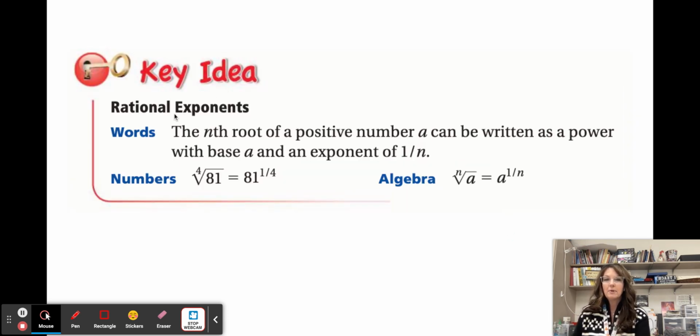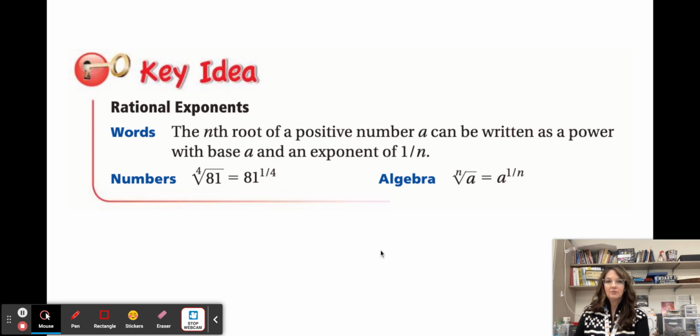All right, so when we're talking about rational exponents, now we can show our roots in terms of a rational exponent. So the nth root of a positive number a can be written to a power with base a and an exponent of 1 over n, or a fraction. We're going to have fraction exponents. So the fourth root of 81 becomes 81 to the 1/4 power. So that's like taking the fourth root, okay?